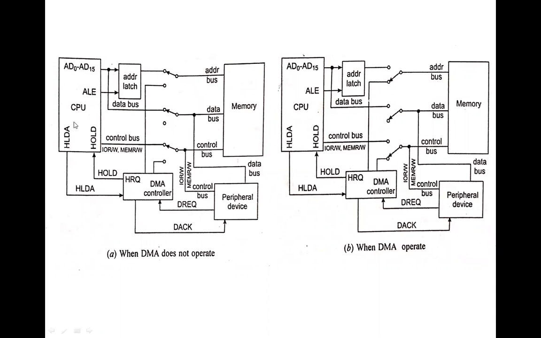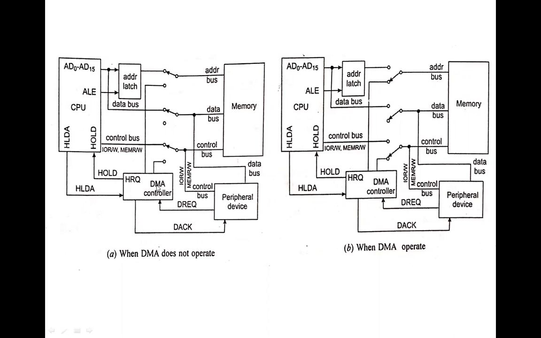Now you can see here, this is the processor, this is the address latch, this is the data bus, this is the control bus, this is the address bus, and this processor is connected with the memory. Once the switches are connected like this, it means the CPU is directly working with the memory without any intervention of the DMA controller, or the processor is working with the data bus, address bus, and the control bus to the peripheral device without the help of the DMA controller.